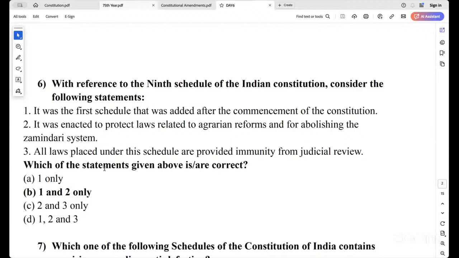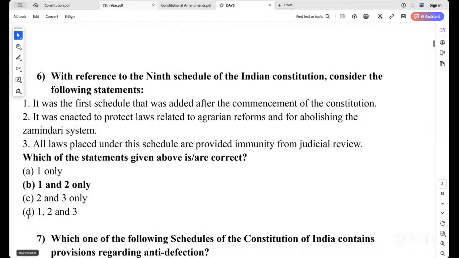Just remember that alone. When the statement is asked plain like this, don't think that those laws are protected from judicial review, so I will make it as correct. Don't think like this. This is a very plain statement, so the statement becomes strong. Whereas you must know the cutoff date and the case associated with that. That is the Keshavananda Bharti case, and what is the date? 24th April? Yes. Next, seventh one.